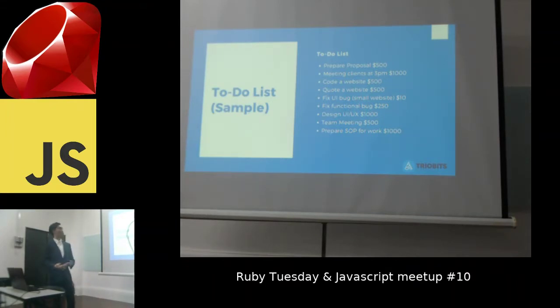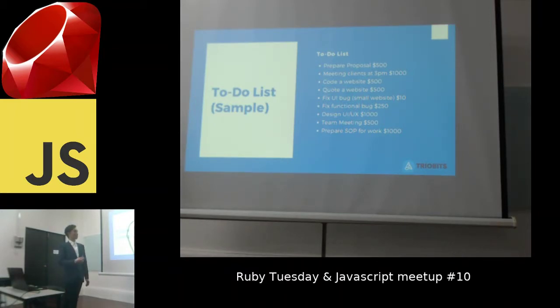And then, okay, maybe build the website, because you're actually executing the job. Build the website, give quotation, $500. So this one actually depends on your task, right? You define it yourself. So this is just one of my samples. And then maybe fix UI bugs, fix some copywriting or some spelling issue, it's a $10 task, and do it later. Or maybe reply some emails or some inquiry, you can put it on that.